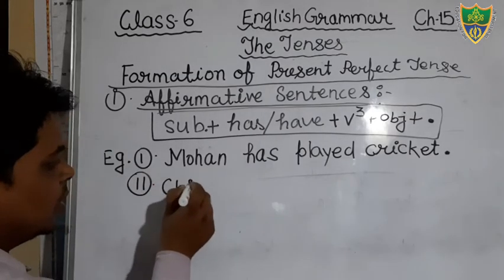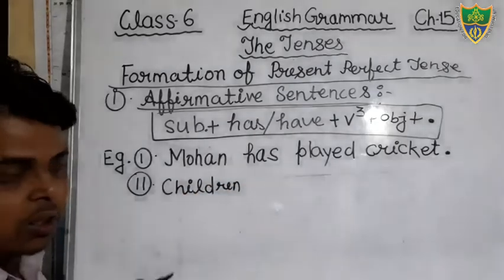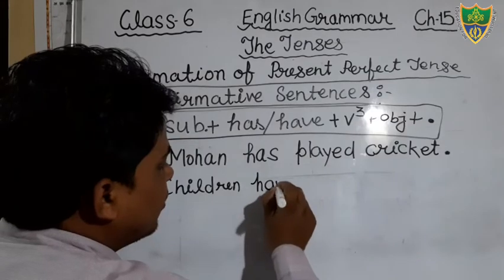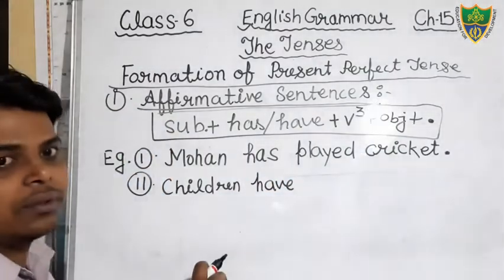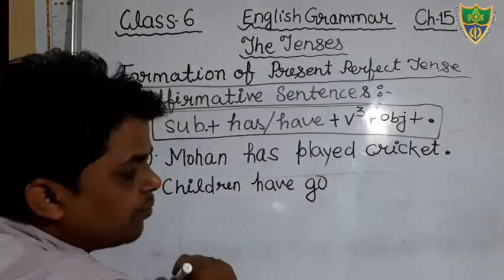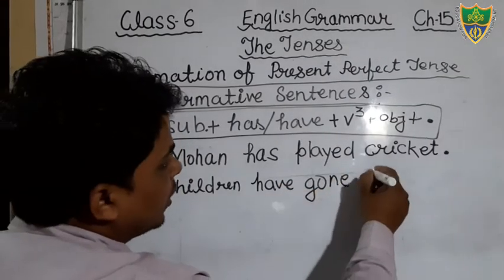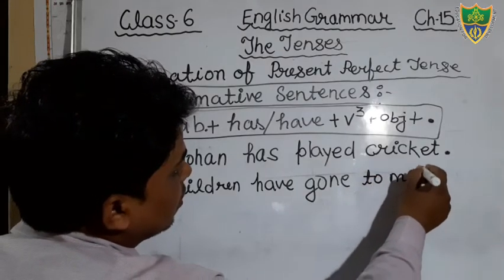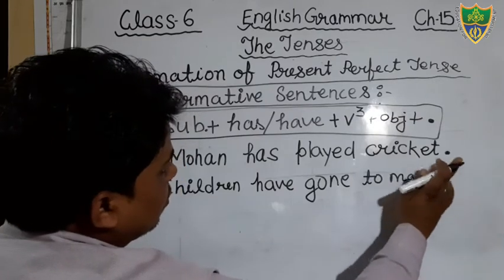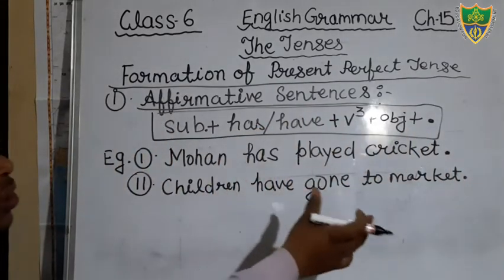Children is what? Child is singular, but we will write here in plural. Just see, children is plural, so according to this subject we will use the helping verb have. Children have gone. Suppose that go is your first form of the verb, you will use the third form of the verb. Okay, gone. Children have gone to market. Let's see, children have gone to market.